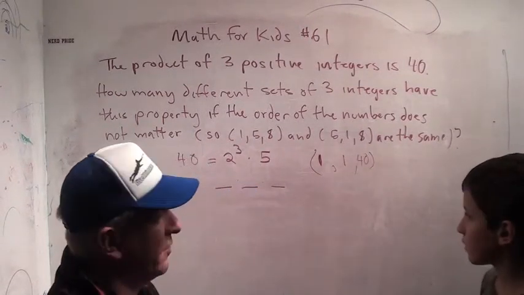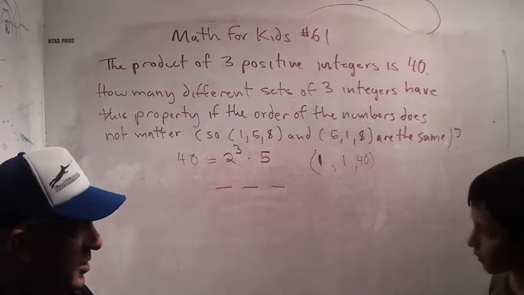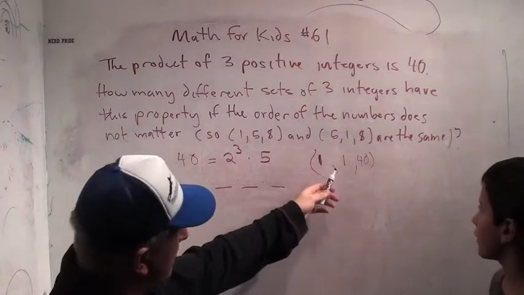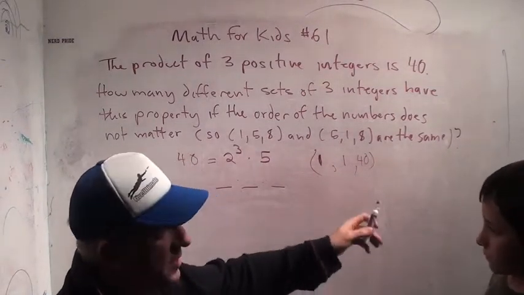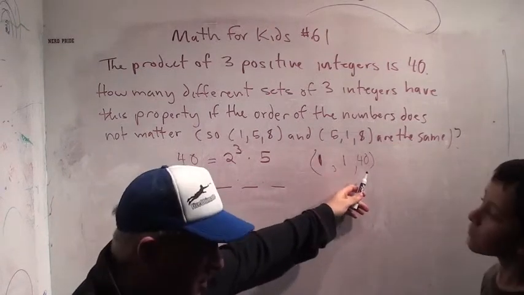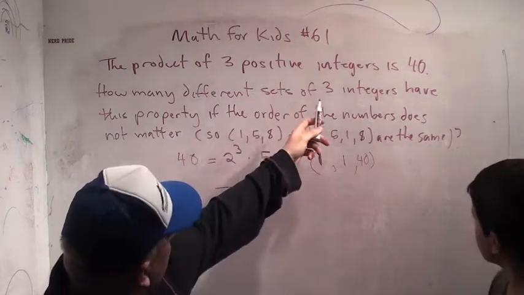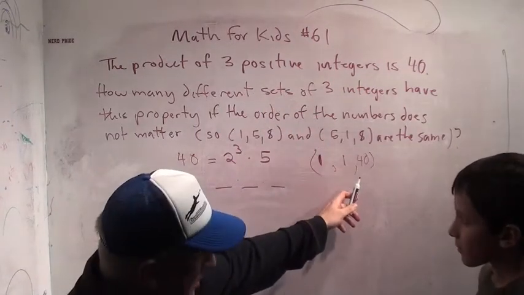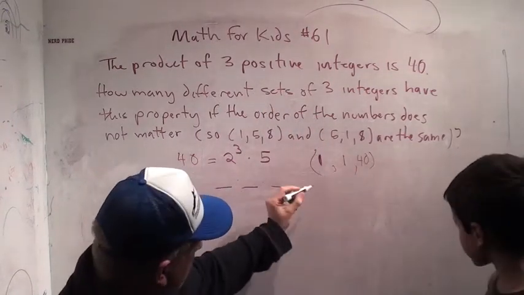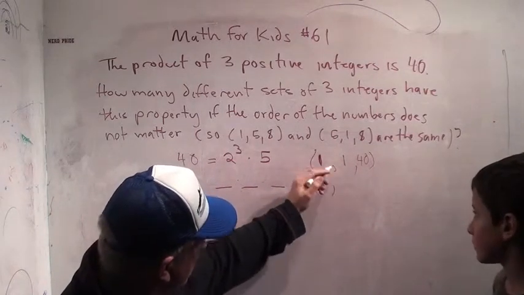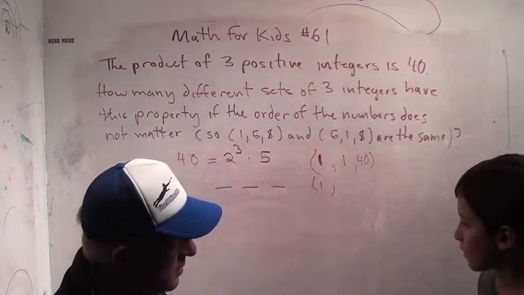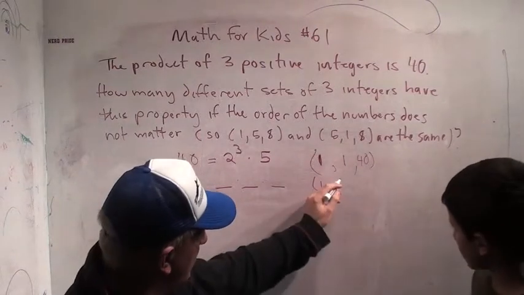Is that what you said? 1 and 40? Does that multiply to be 40? Yeah. So this is the smallest: 1 times 1 times 40 is a good starting one. That's 3 positive integers. It doesn't say they have to be different, right? What's the next one if we use the next smallest number here? 1, 2, 20. Very good.